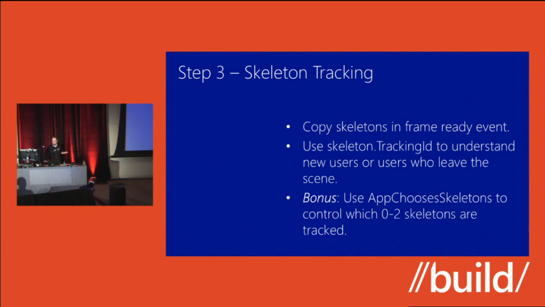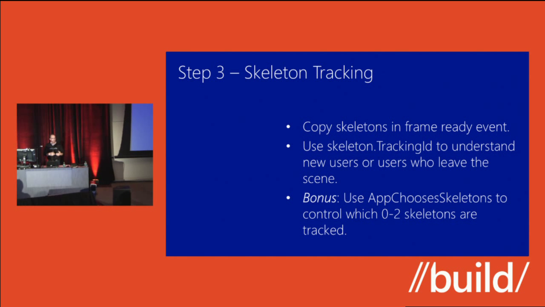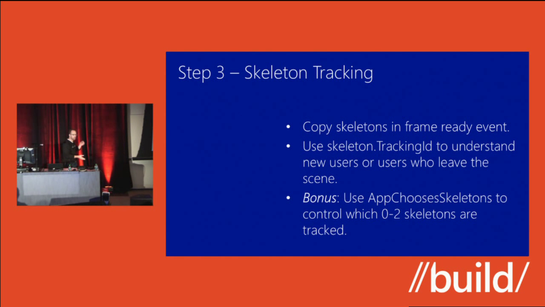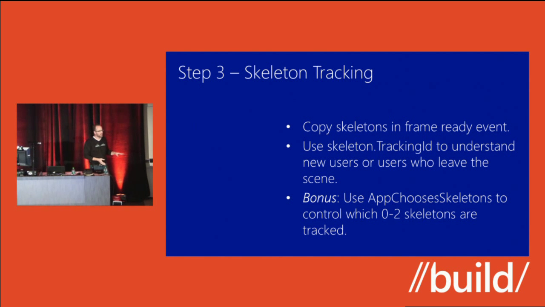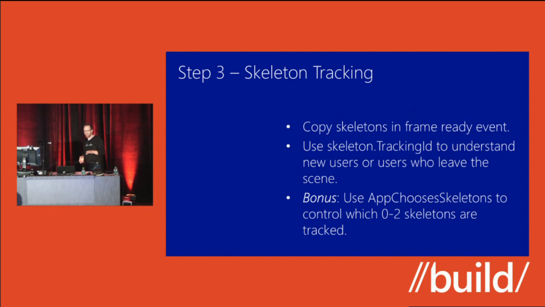Let's just recap what we saw with skeleton tracking. In the skeleton frame ready or in all frames ready, you get a bunch of skeletons. You copy that into your storage. You can use skeleton tracking ID to understand new people and old people. There's a bonus thing I didn't show you here.